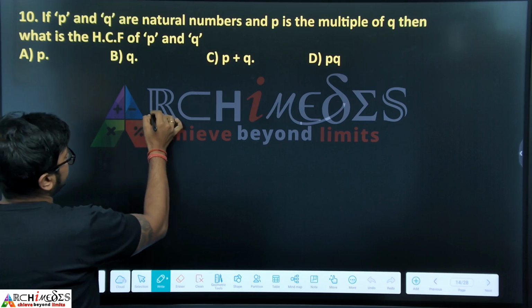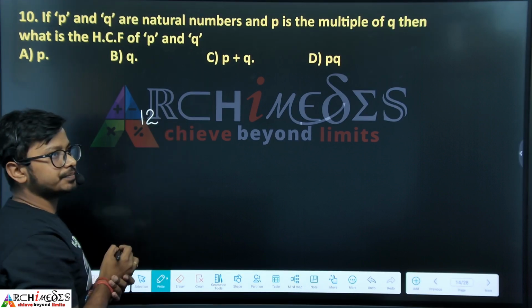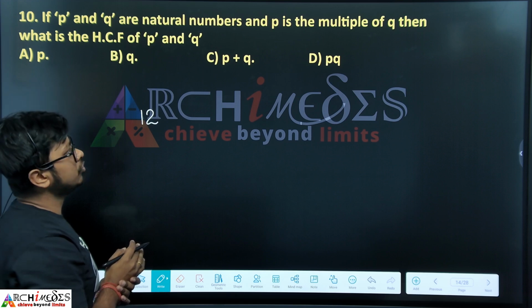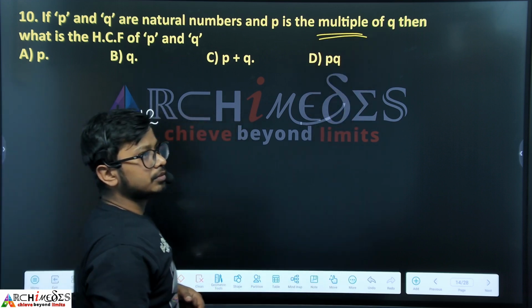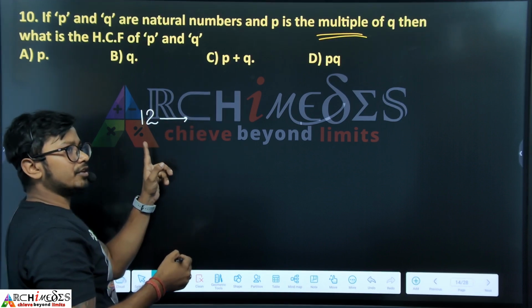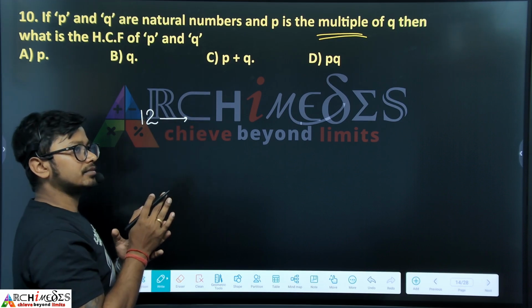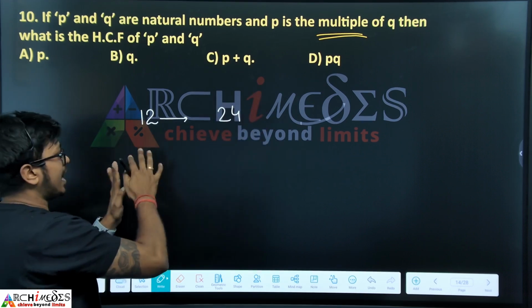Suppose I am writing a 12, dear. Clear? If I write a 12, what are they talking about? Multiple. So write one multiple of it, but don't write the same number. Okay, any other number of your wish, dear. Okay, 24. So now read and frame the question accordingly.